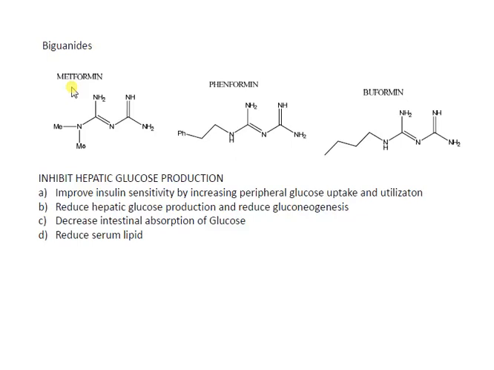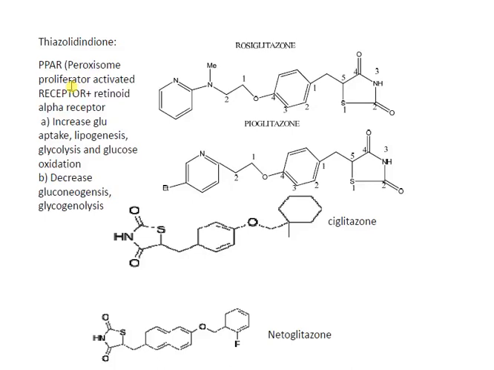Then the next class is thiazolidinedione. This is thiazole and dione, that's why it is called thiazolidinedione. It is rosiglitazone. Its mode of action is that it acts on type 2 diabetes.